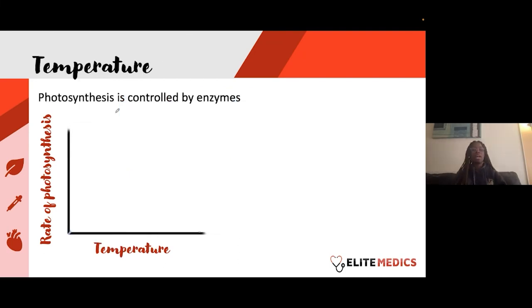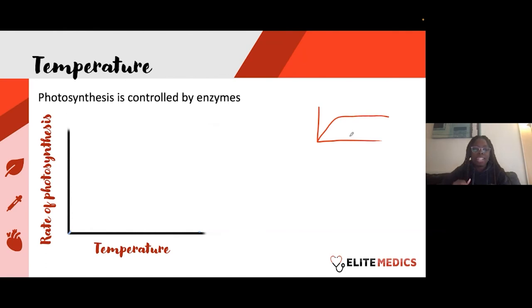Now, temperature is a bit of a weird one. In the past two diagrams, both the carbon dioxide and light intensity graphs went up, and then just plateaued. Now, photosynthesis is controlled by enzymes, and enzymes are proteins which speed up rates of reaction. They're biological catalysts.